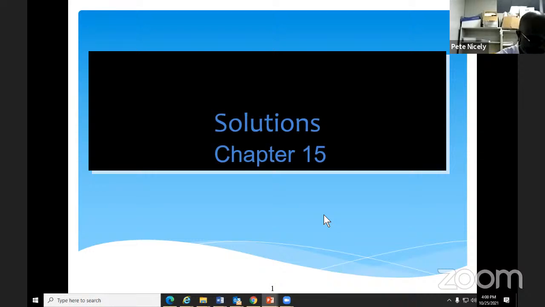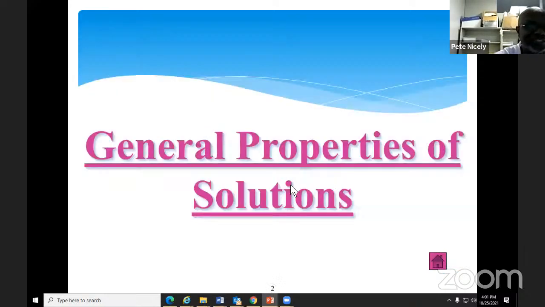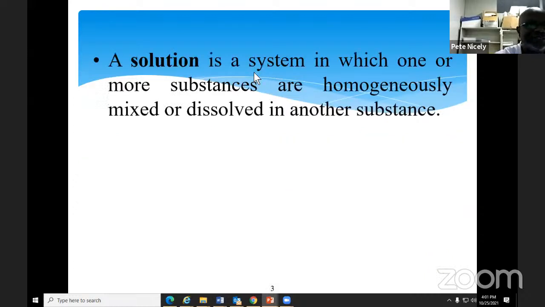I think we discussed very briefly in an earlier chapter what solutions are when we were talking about physical changes. I forgot what chapter, I think that was chapter 3 or 4. In any case, we're going to delve into it in more detail. So let's start off with the definition of a solution. A solution is basically a mixture, a homogeneous mixture of two or more substances.